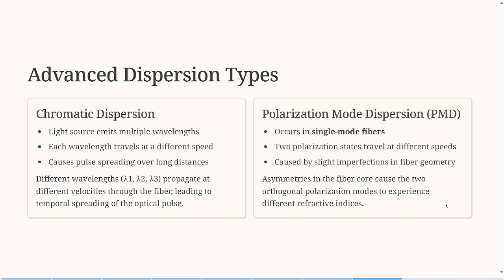Another advanced dispersion type is polarization mode dispersion or PMD, which mainly affects single mode fiber. Light can have two polarization states. Ideally, both should travel at the same speed, but due to tiny imperfections or asymmetry in the fiber, each polarization travels differently. The difference in arrival time leads to pulse broadening, which is critical in very high speed networks.